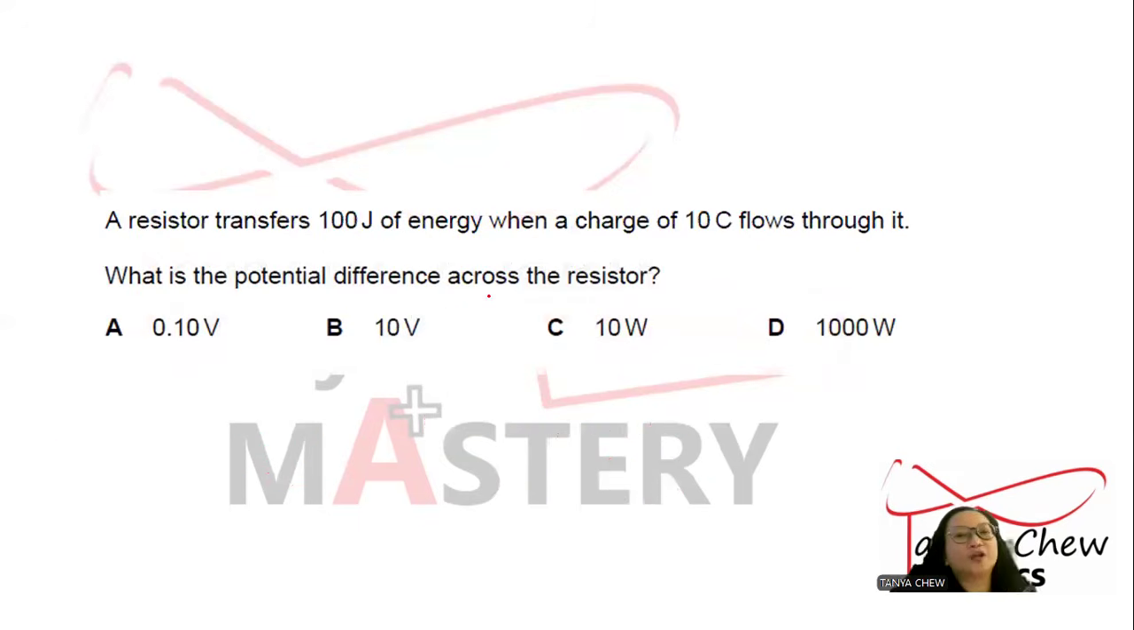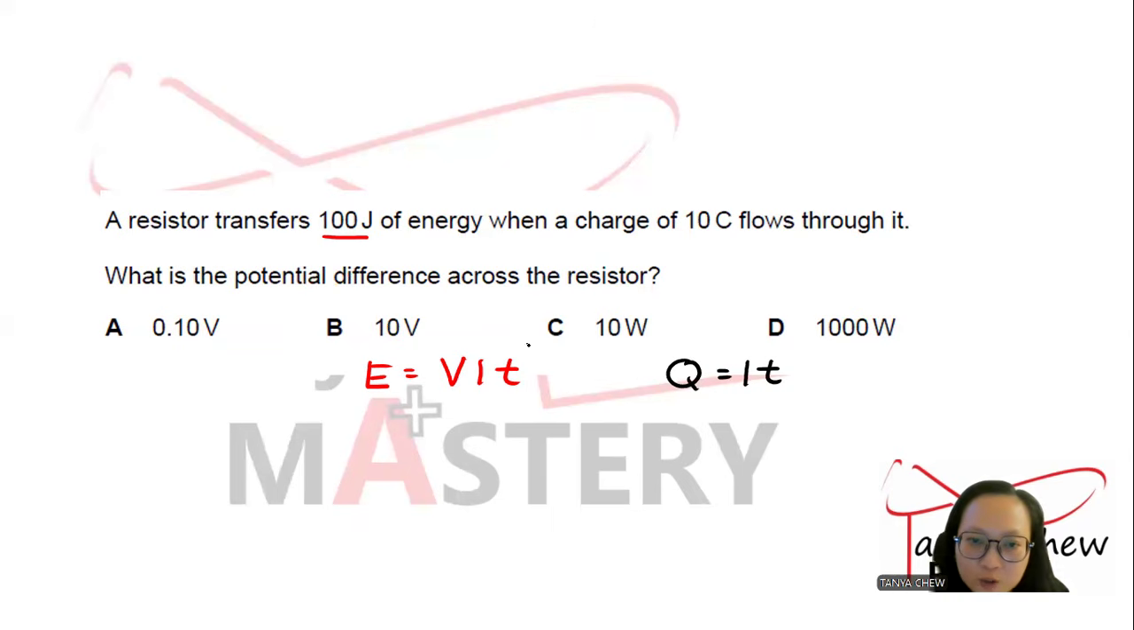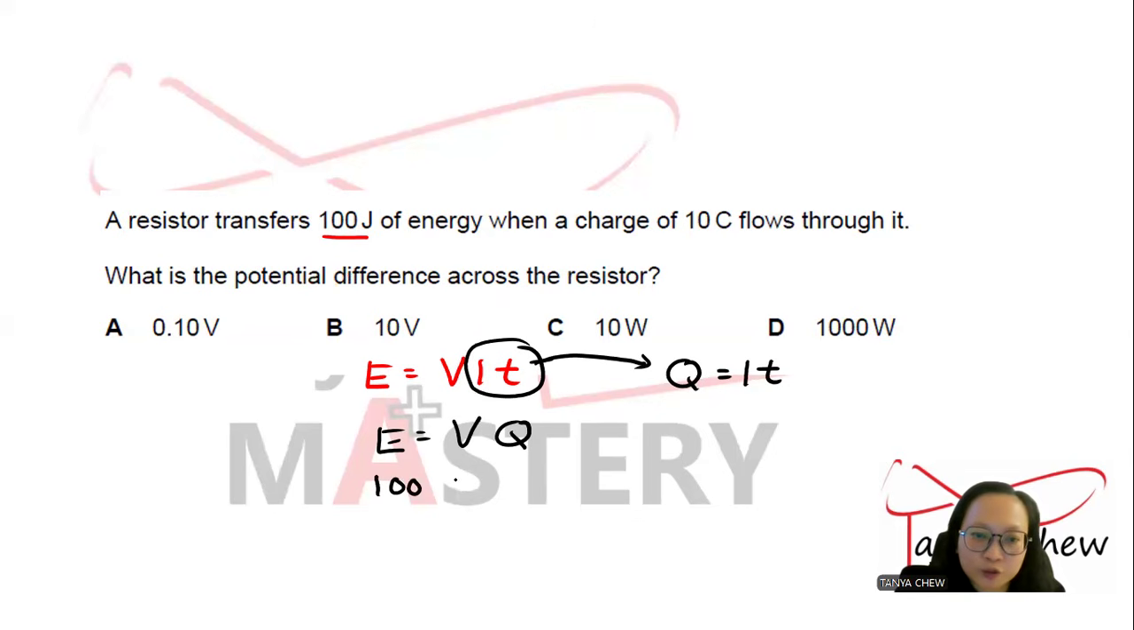The next one. A resistor transfers 100 joules of energy when a charge of 10 coulomb flows through it. What is the potential difference across the resistor? So now energy is given. So just put E equal to VIT. Do you still remember Q is equal to IT? So the whole thing here, I'm going to replace with Q. So E is equal to VQ. So E is 100 joules. It is already in joules, so I'm not going to multiply or divide with anything else. V, I don't know. Charge is already in coulomb, so just put 10. V is equal to 100 divided by 10.